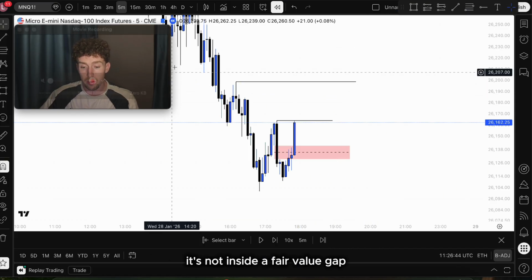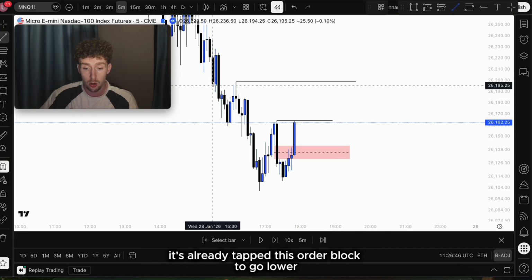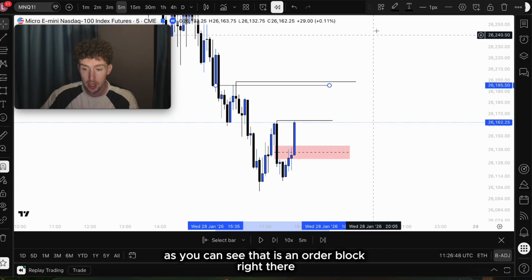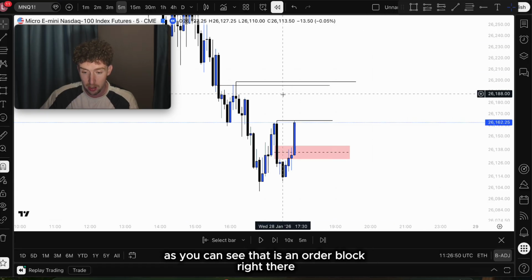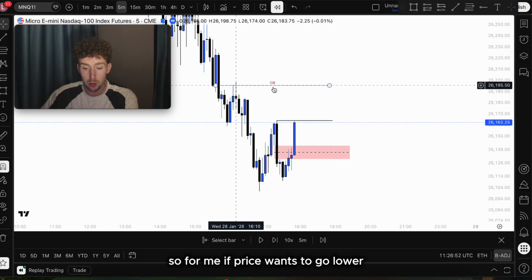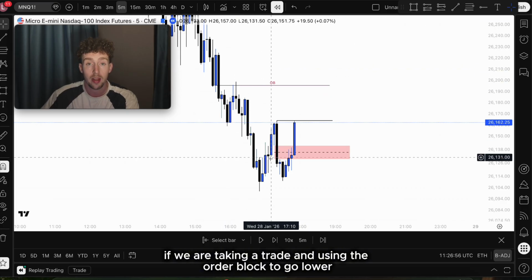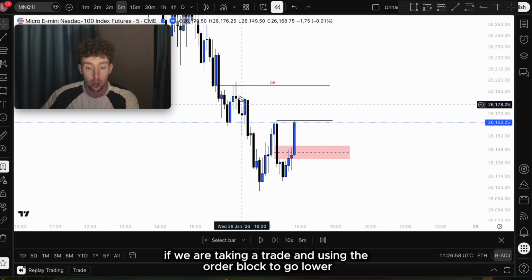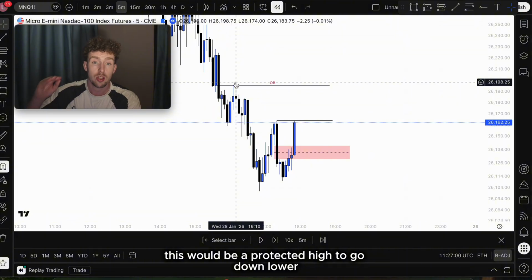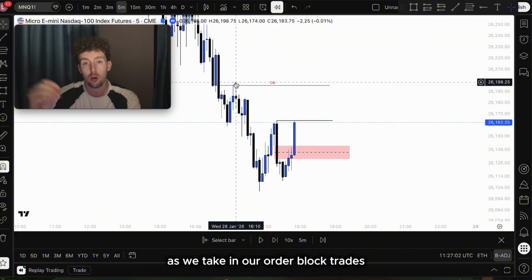It's not inside a fair value gap. It's already tapped this order block to go lower. As you can see, that is an order block right there. So for me, if price wants to go lower, this would be a protected high. Remember, if we were taking a trade and using the order block to go lower, this would be a protected high to go down lower as we take in our order block trades.